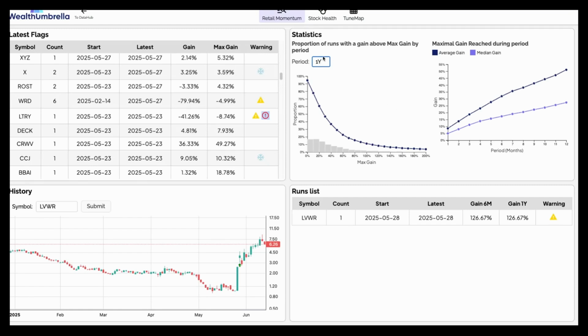So for example, when reading this chart, we have here the 1 year period. What we can see is that if we go at 50%, so here it's the 30% maximum gain, we have that 46% of all runs flagged go above 30% within 1 year. This is useful because you can have a better understanding of where your current run is compared to the average run or the median run.